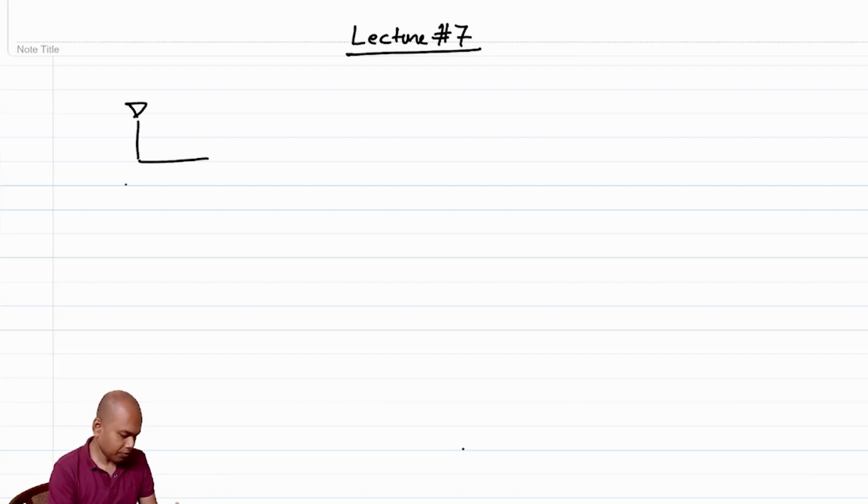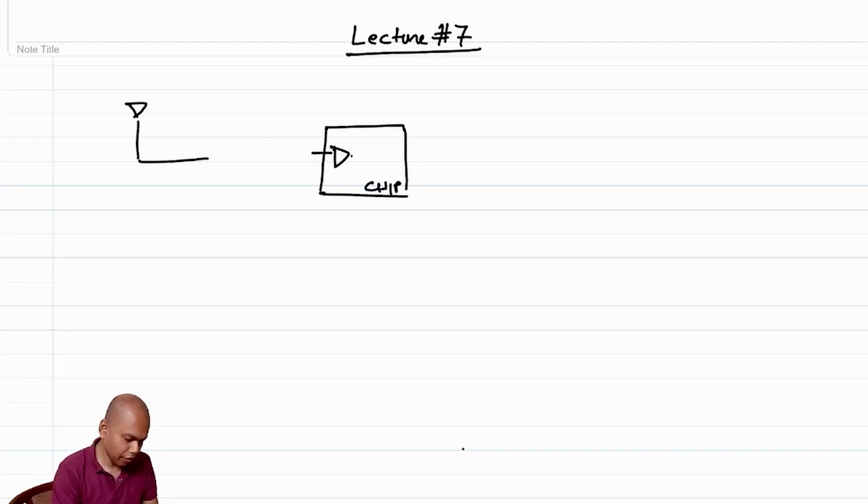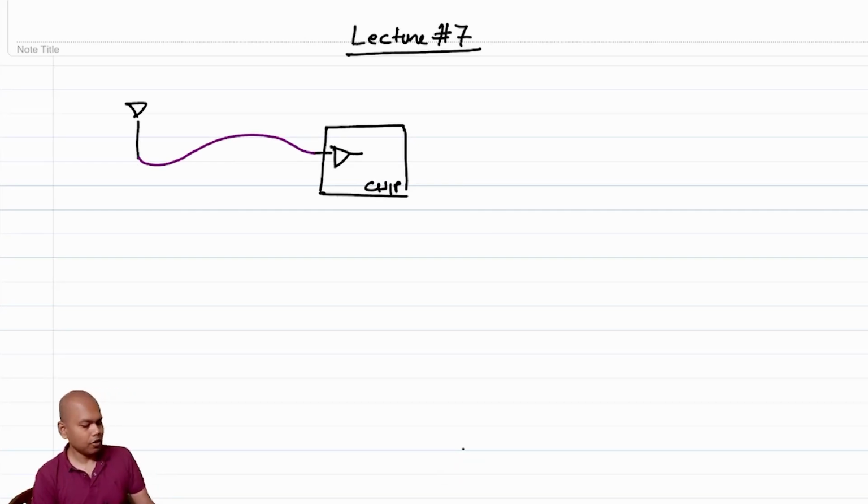Now we have an antenna, and the antenna typically does not sit on the chip. It sits somewhere else on the board, and after that you have a long routing, and it comes to the chip. And you have a chip which has an LNA inside. So this is the chip, and maybe inside the chip you have an LNA. The moot point that I am trying to make here is that you have a long routing from the antenna to inside the chip.